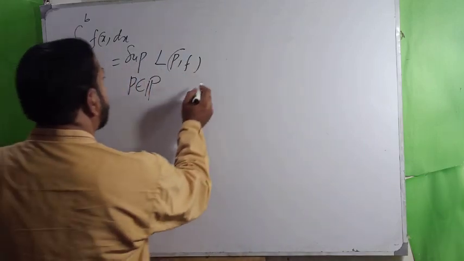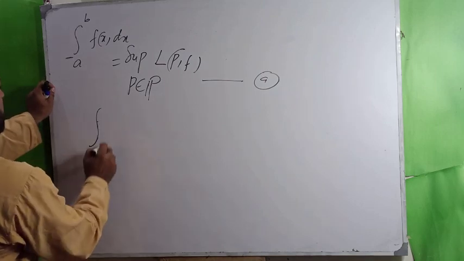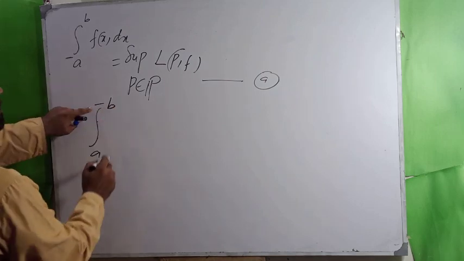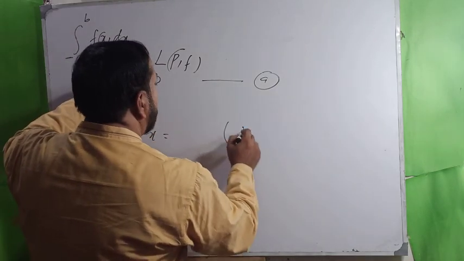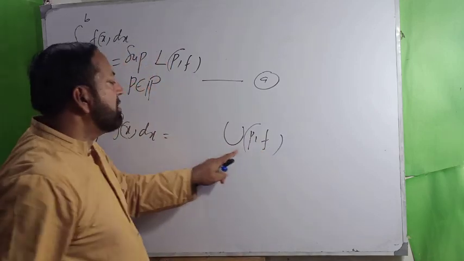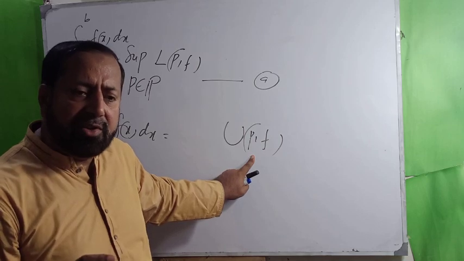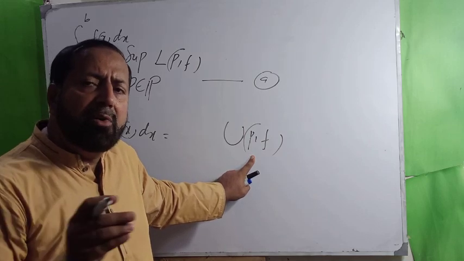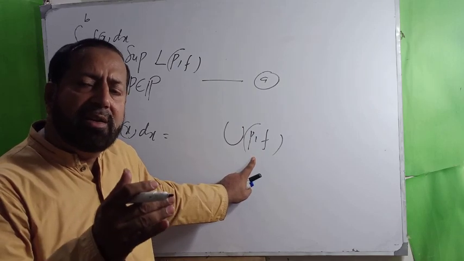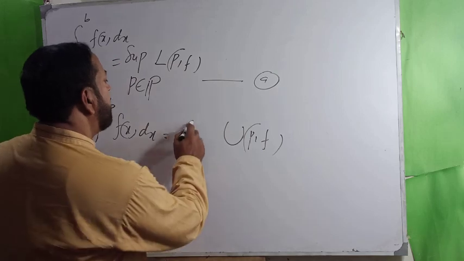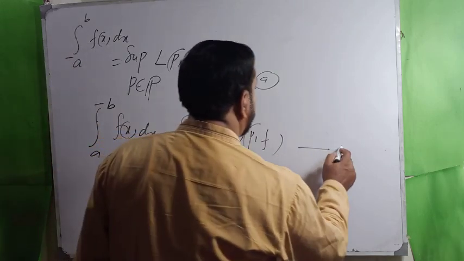And you can label this as A. Similarly, the upper integral, here you are writing a bar. The integral of f(x) dx would be U(P, f), the upper sum of a function f corresponding to partition P. Then which one is the better if you are having more area through the upper sums? It is the one which would be the infimum. So that's why you will take here the infimum over P belonging to script P. This is number B.